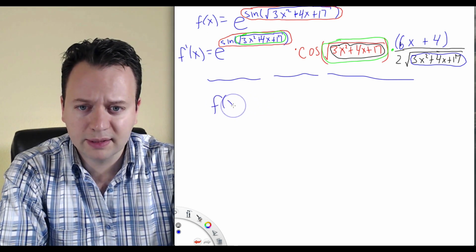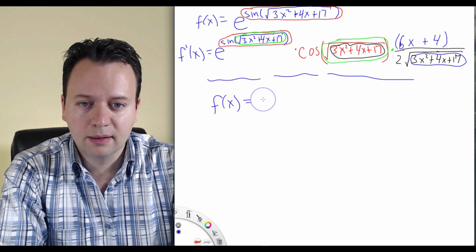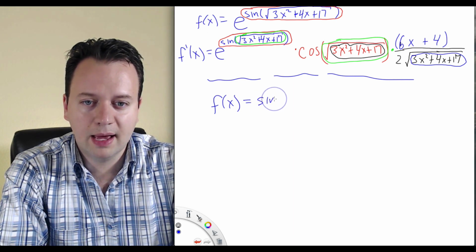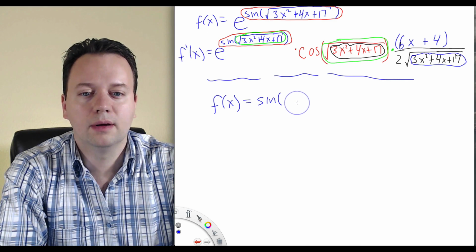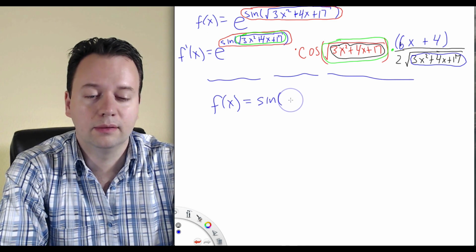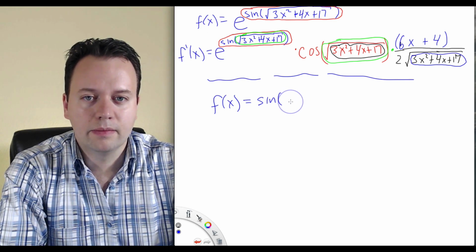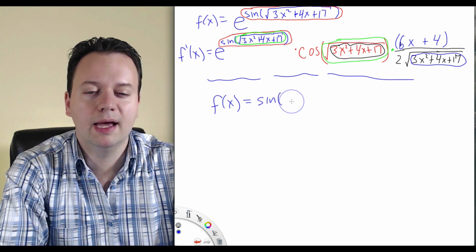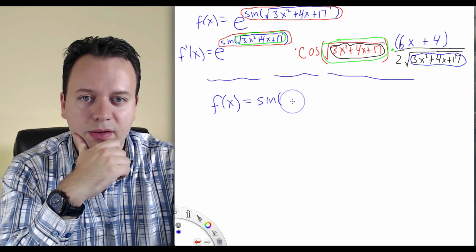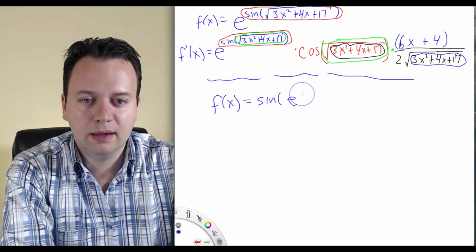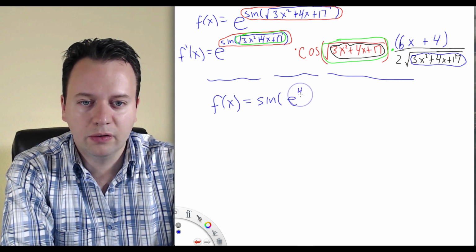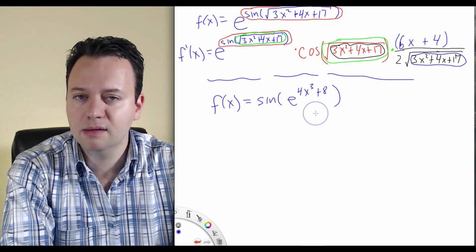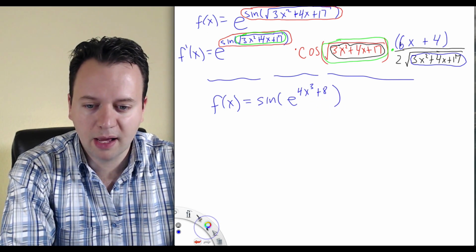Let's do another example. Why not? Sine of, I guess it could be anything, e to the 4x cubed plus 8. It's slightly less complicated, not bad.